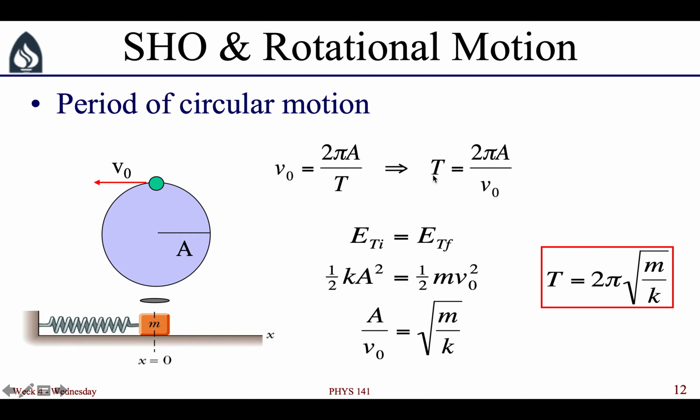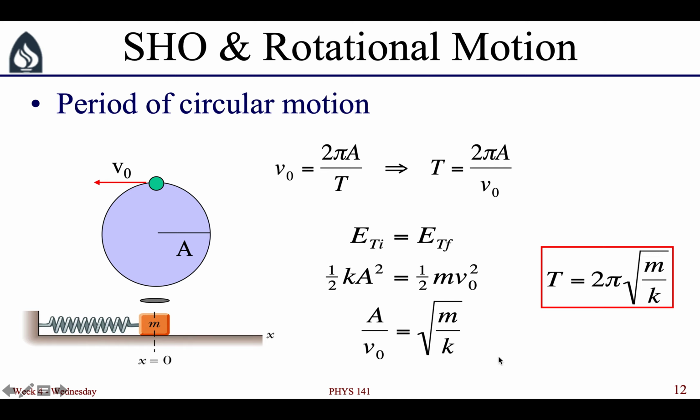But then we notice that in our expression for the period, we have an A over v naught, and we can replace that with the square root of m over k. So we find that the period of oscillation for our mass on the spring is equal to 2 pi times the square root of m over k. So we can see that we've made a very useful observation by equating the motion of the dot going around the circle and the mass oscillating back and forth on the spring.